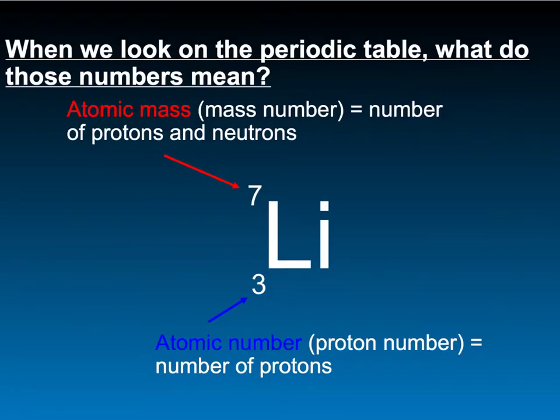If you want to know the number of neutrons in an atom, what you have to do is take the atomic mass number, take away the proton number, and what is left over will be your number of neutrons. In this case, we're doing 7 minus 3, which gives us 4 neutrons.